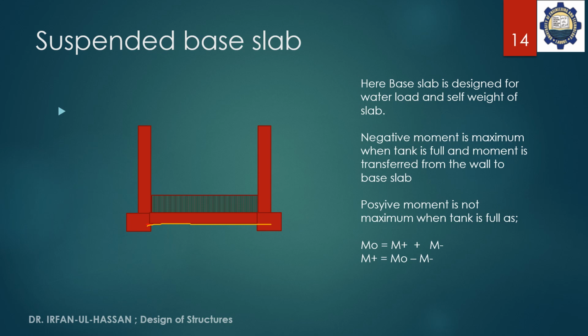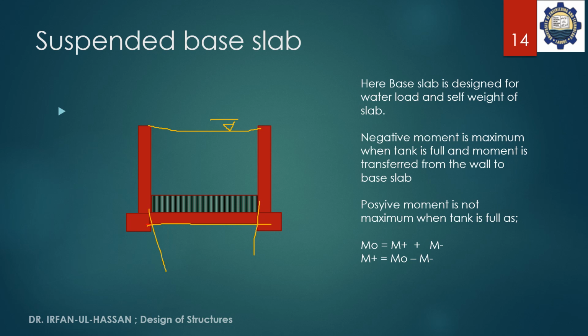So the base slab is designed for the water load and the self weight of the slab, but you cannot say that you will take the full water and at the same water load the negative moment is maximum and the positive is also maximum, because negative and positive moments are interlinked. So when the tank is full the negative moment is maximum, and you have to design the negative reinforcement in the base slab, which is a top steel at the supports.